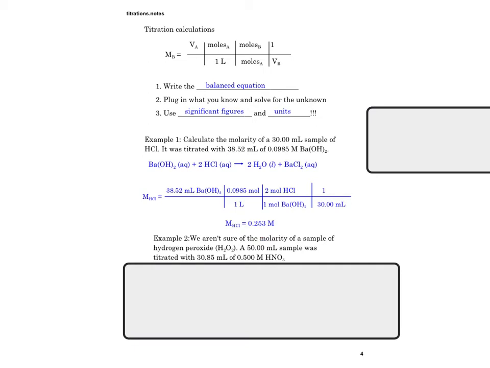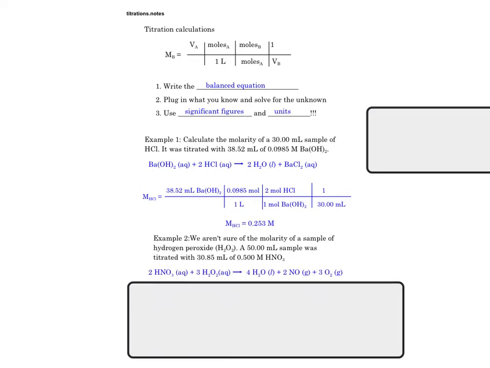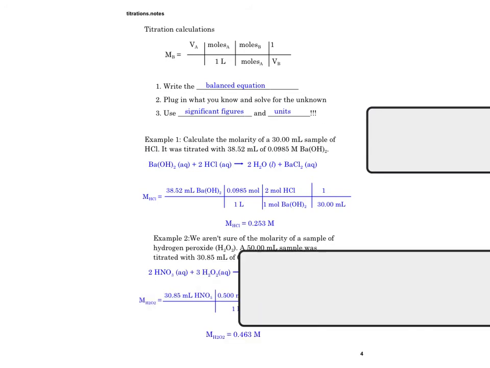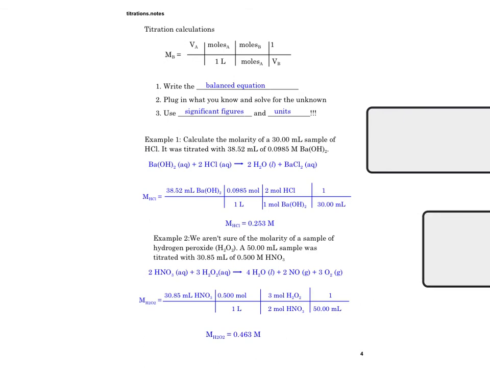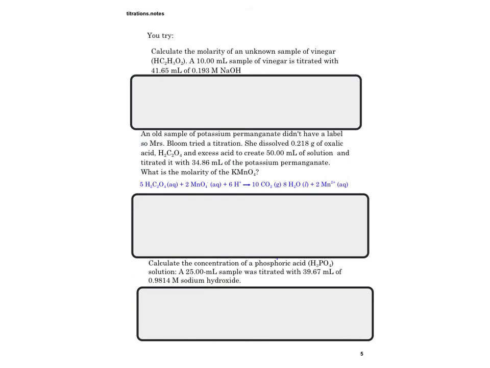This doesn't work with just acids and bases, however. In my second example, I want to know the molarity of hydrogen peroxide, and it can be titrated with nitric acid. So first I need to look at my balanced chemical equation, and these are in a 2-to-3 ratio. So I draw my crossbars, and I see that I end up with 0.463 molar hydrogen peroxide. Give these 3 problems a try, and when you're ready, we'll take a look at them.